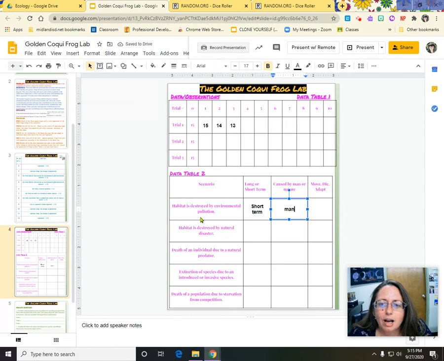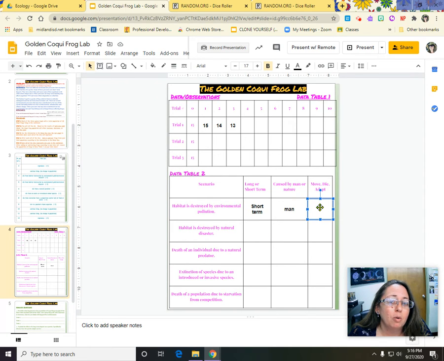Oh, sorry guys. I think I said that was caused by nature, but that's not true. Environmental pollution is caused by man. But it's still short term because remember, there's only a very few pollutions that are long term, right? And if it doesn't specify radioactive pollution or something like that, I'm going to assume it's like chemical or oil spill. Okay, so that's going to be short term. It's going to be man.